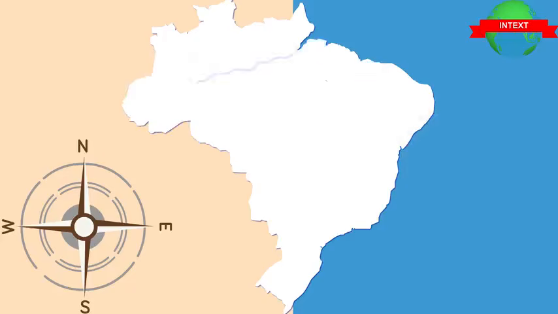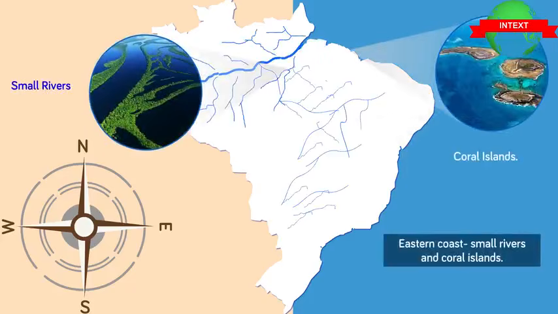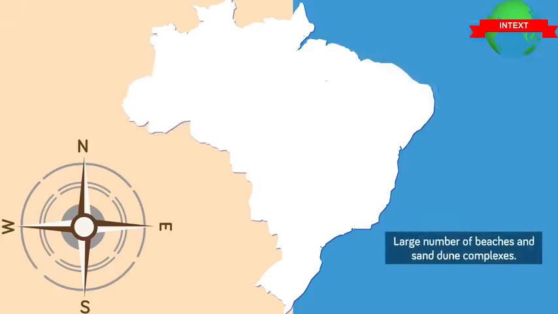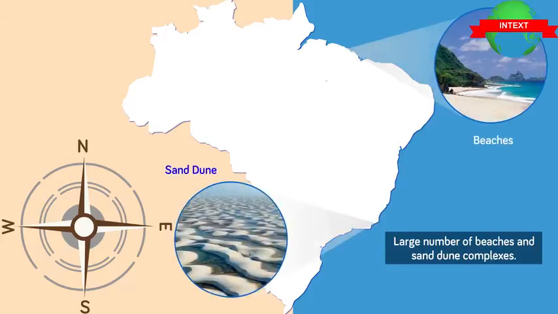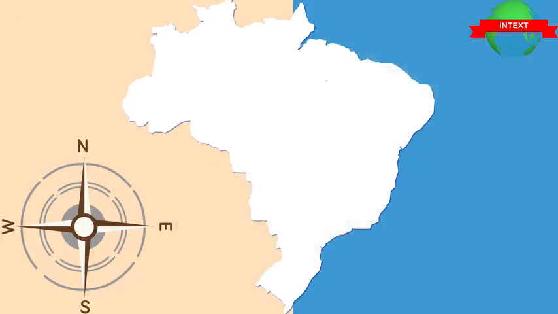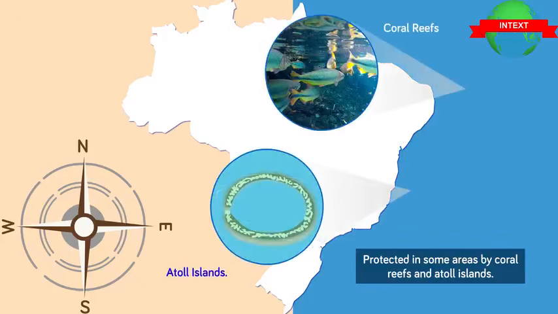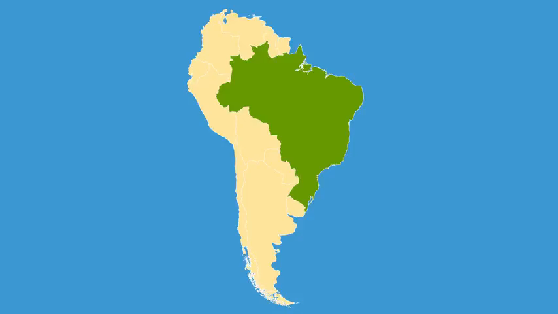The eastern coast receives a large number of smaller rivers, and the islands near this coast are coral islands called atolls. The Brazilian coast is characterized by a large number of beaches and sand dune complexes. The Brazilian coast is protected in some areas by coral reefs and atoll islands. Now let's move to the plains.